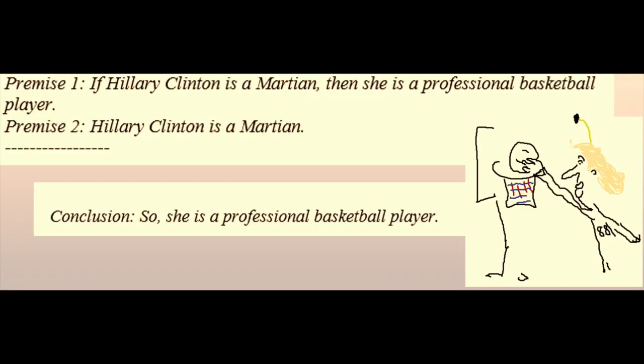Previously on BR Rock. Here is an entire argument. Premise 1. If Hillary Clinton is a Martian, then she is a professional basketball player. Premise 2. Hillary Clinton is a Martian. Conclusion. Therefore, she is a professional basketball player.